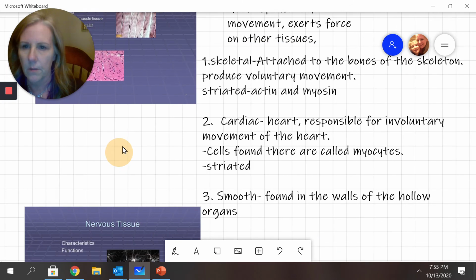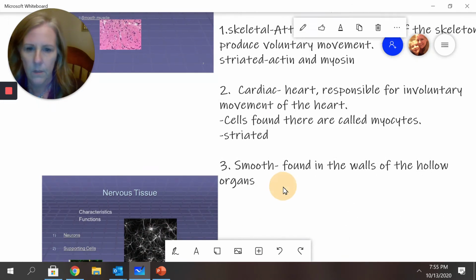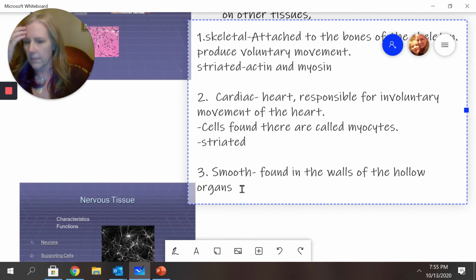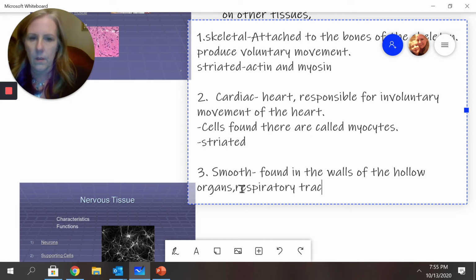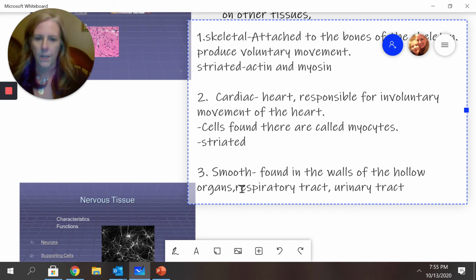Smooth muscle, I'm going to try to move this up. Okay, smooth muscle is found in the walls of the hollow organs, found in the respiratory tract, the urinary tract. Okay, so let's go back to this, found in the walls of the hollow organs. So let's think about that, hollow organs. Can you think of any hollow organs?